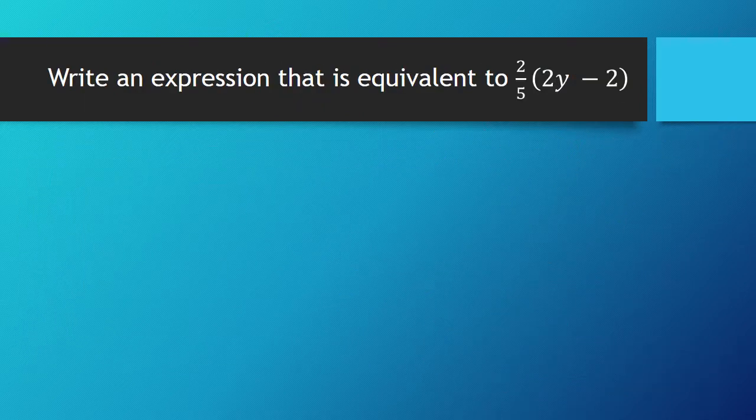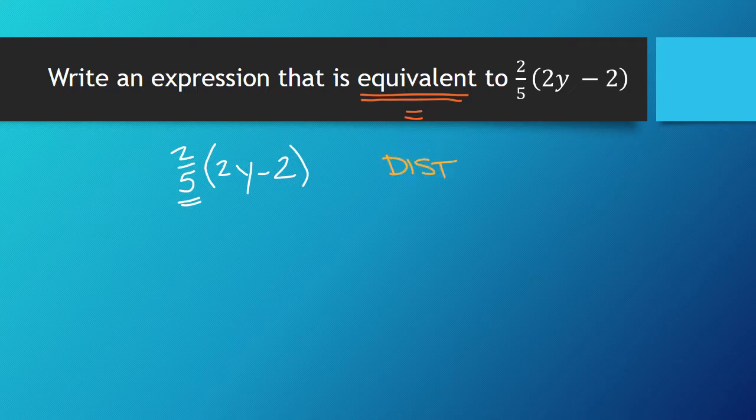Okay, let's try one of these. This one says, write an expression that is equivalent. Remember, equivalent means equal. Equivalent or equal to 2/5 times (2y minus 2). Okay, so the very first thing that I should notice when I see this problem is that I have parentheses and I have a number outside already. So that should tell me right away that, hey, you have to use the distributive property. So we have to use the distributive property.